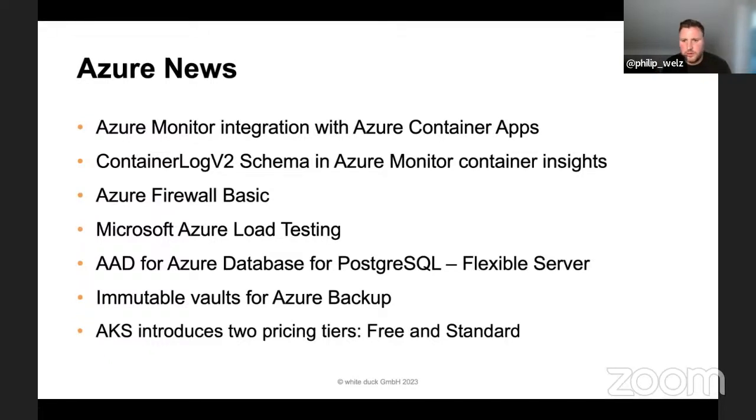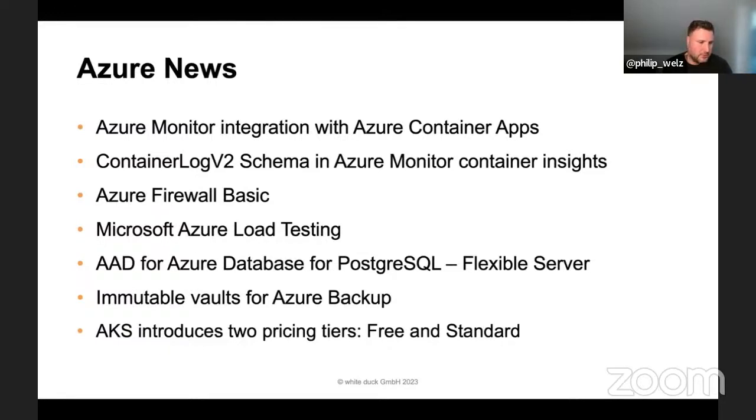Finally, also a long awaited feature, I think, is the Azure Active Directory authentication for the PostgreSQL database Flexible Server. So now, instead of local users, we can use AAD users, service principals, managed identities. So this is a good thing, which did go GA in the last weeks.